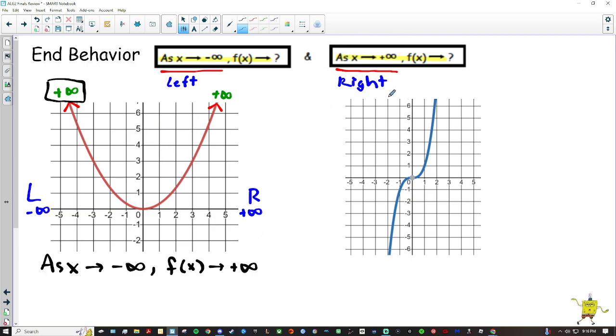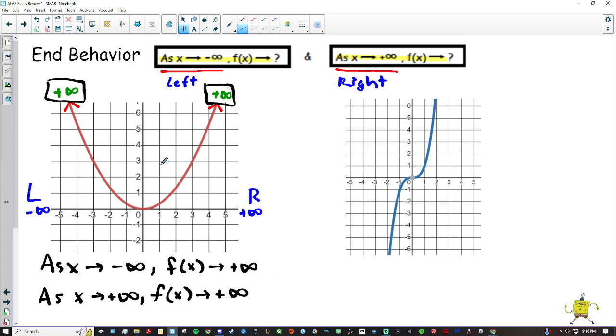So again, we copy exactly as we see. As x approaches positive infinity. So now we're talking about the right side. What is my function doing? My function is going up towards positive infinity. So f of x goes up towards positive infinity. And this is our end behavior for this red function, and we would be done.